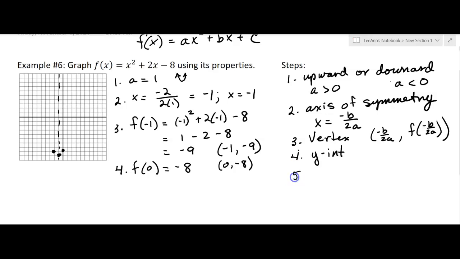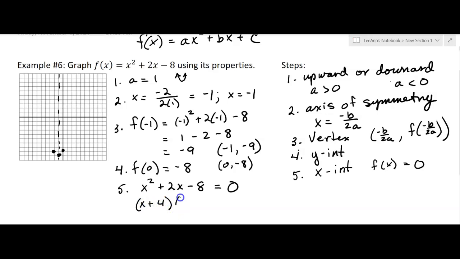Step 5, we're going to find the x-intercepts. To find the x-intercepts, we set the function equal to 0. So you take whatever your function is, and you set it equal to 0. All right. So our function is x squared plus 2x minus 8, and we're going to set that equal to 0. Now if it factors, great. And this time it does.